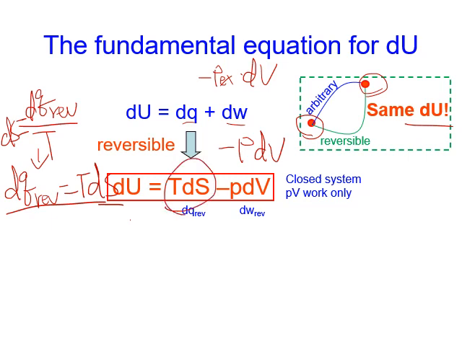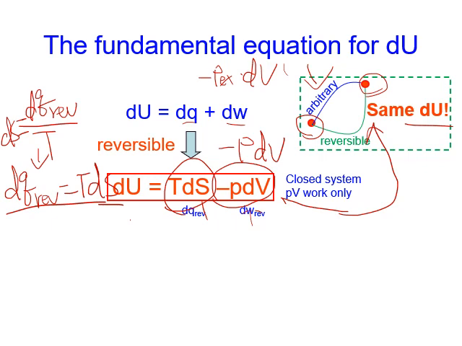TdS represents the heat in the reversible process. Negative PdV represents work in the reversible process. Now, however, this equation applies even for a non-reversible process because all these terms are state functions. So the interesting thing is we derive this equation from a reversible process, but the result only involves state functions, and therefore it applies to any process.